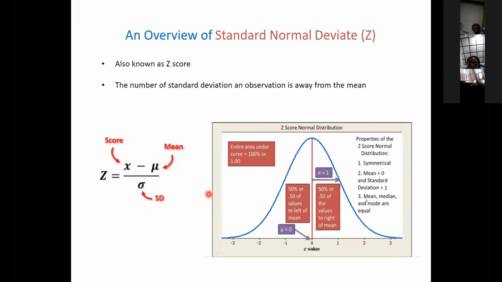Now, before you can understand the origin of chi-square, I just want us to have an overview of what you already know. You've heard of normal distribution. I want to quickly look at a short overview of the standard normal distribution, because that was the origin of chi-square.